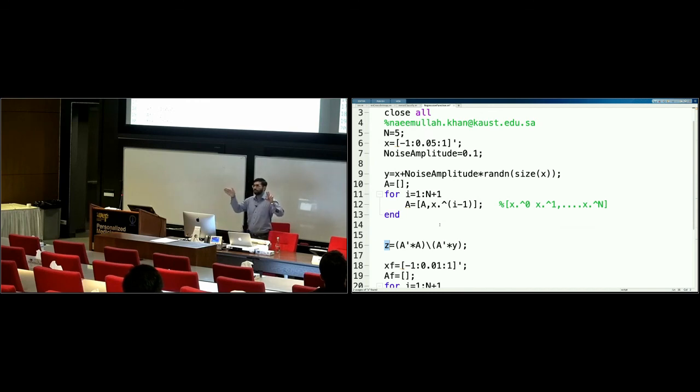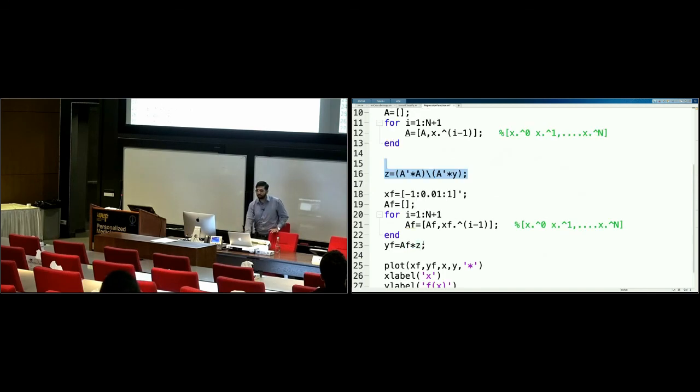But you don't know the Z. You know the Y though. So you take Y minus AZ, whole square, and you minimize it, and it tells you that Z should be this. And then once you find Z, you just do this equal to AF times Z. So this is actually your hypothesis now. You're multiplying the polynomial basis with the weights of the polynomial basis, and that gives you your hypothesis function. And then you just plot it. Does it make sense? Okay.